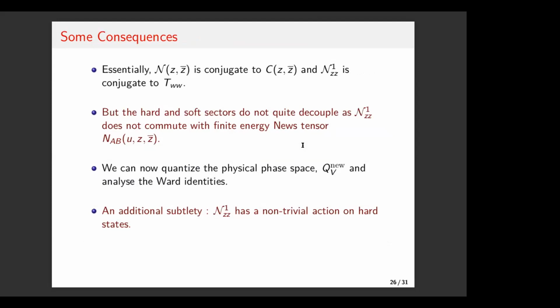that Pasterski, Strominger, and Zhiboedov had proposed for the spin memory effect. So let me summarize some consequences of the physical phase space here. Essentially, we know from HLMS analysis that the soft news is conjugate to the constant shear. And now we see that the subleading soft news is conjugate to the Gorosh tensor, which is intuitively expected. But the hard and the soft factors do not quite decouple anymore, as script N1 doesn't commute with the finite energy news tensor. And now we can quantize this phase space and the superrotation charge. There is a subtlety because the script N1 has a non-trivial action on the hard state. So we have to really take care of that.